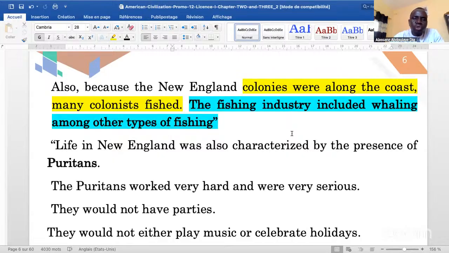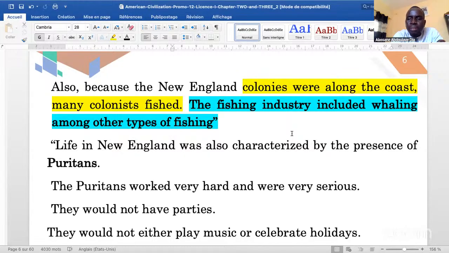Many inhabitants of the colonies or colonialists were fishing. So they used to fish. This means that the fishing industry was very well developed. And in the fishing industry, what did they fish? Most of them used to fish to do whaling.